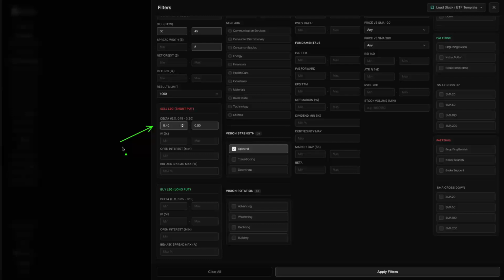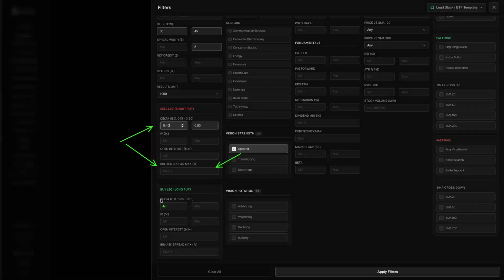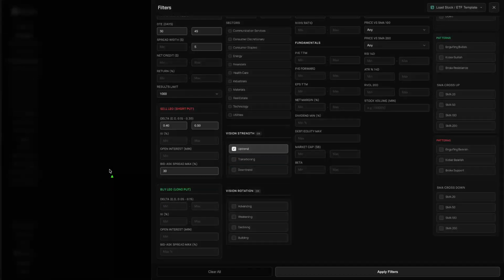Now, the next part, which is very important, is the bid-ask spread. This is the difference between buying and selling, specifically the selling of the put. It is very important that we always filter for a low differential, a low spread, so that way we can find contracts with liquidity, and by combining the buying and selling of the put, we can negotiate much better prices. In this case, I'm going to set that I want a maximum spread of 30%. Okay, now let's go with the buy leg.